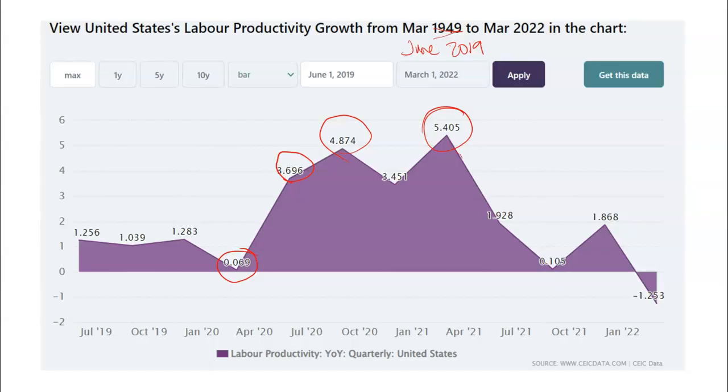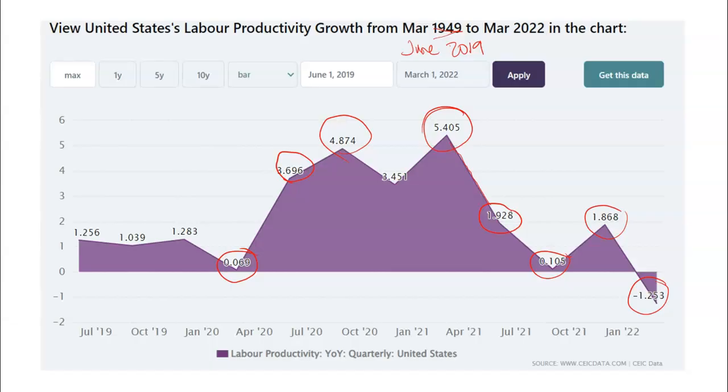Then we see it start to decline. So we're not getting that growth anymore. People aren't improving their productivity as much. Drops to 2% and then down to 0.1%. Goes back up end of 21 to 1.8. And then in 2022, we now have negative growth. People are being even less productive per hour than they had been in the past.